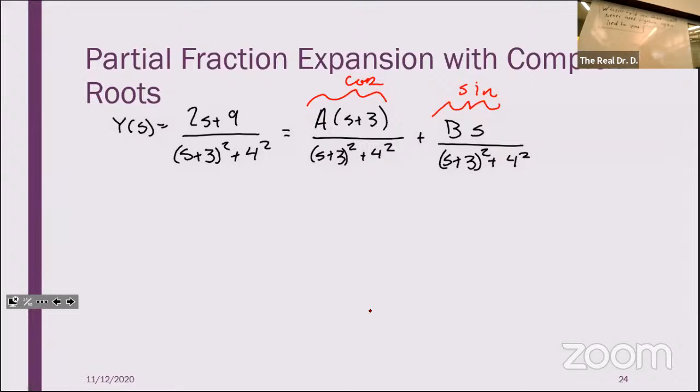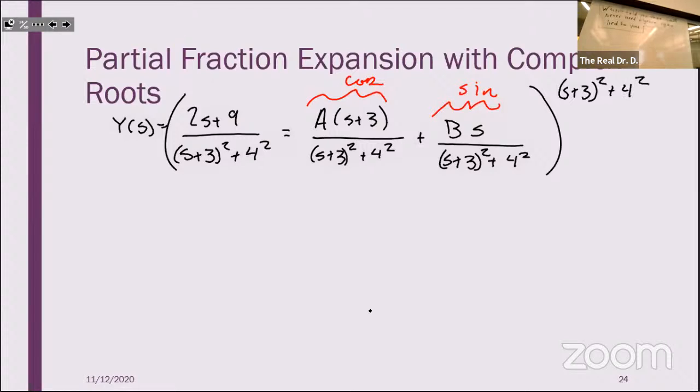So now that we have this, what do we do? Well, we just do the same thing that we've been doing. We're going to multiply through on both sides by the denominator. So what do I get? I get 2s plus 9 is equal to as plus 3 times a plus bs. All I've done is multiply through by that denominator. By multiplying through by that denominator, they all cancel, because they all have the same denominator.